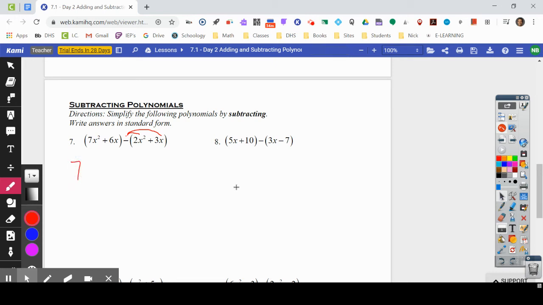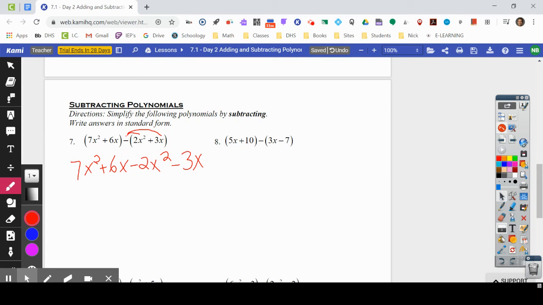So my 7x squared plus 6x, that does not change, right? That is not affected by this minus sign. My minus sign only changes things that come after it. So this 2x squared is now going to become a minus 2x squared. And this positive 3x is now going to become a minus 3x. Again, this minus sign is only changing the signs of everything that comes after it.